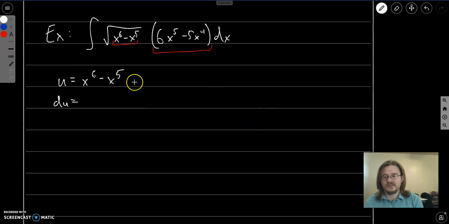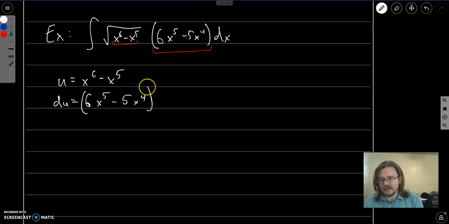So here is our function that we'll replace with u. The derivative of this function, to find the differential: 6x to the 6th becomes 6x to the 5th, minus, and then x to the 5th becomes 5x to the 4th. But if we're talking about a differential, we've got to have our dx at the end. So we can make this substitution, and all the x's will disappear. We'll replace them all with du's. So this is going to be the antiderivative.